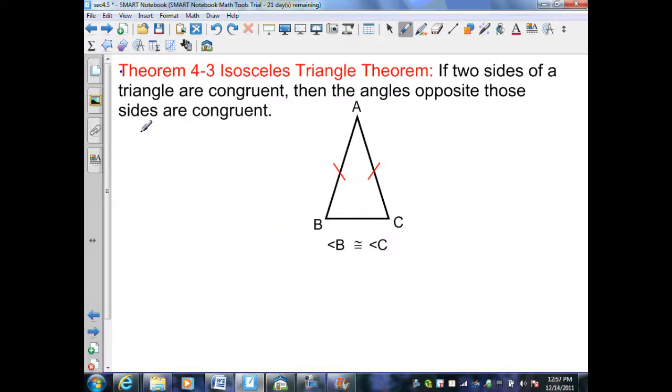On this slide, we have Theorem 4.3, which is the isosceles triangle theorem. It states, if two sides of a triangle are congruent, here I have segment AB congruent to segment AC in this triangle, they are the legs, then the angles opposite those sides are congruent. Therefore, the angles opposite my legs, which are the base angles, are congruent. Therefore, if segment AB is congruent to segment AC, then I know that angle B is congruent to angle C.